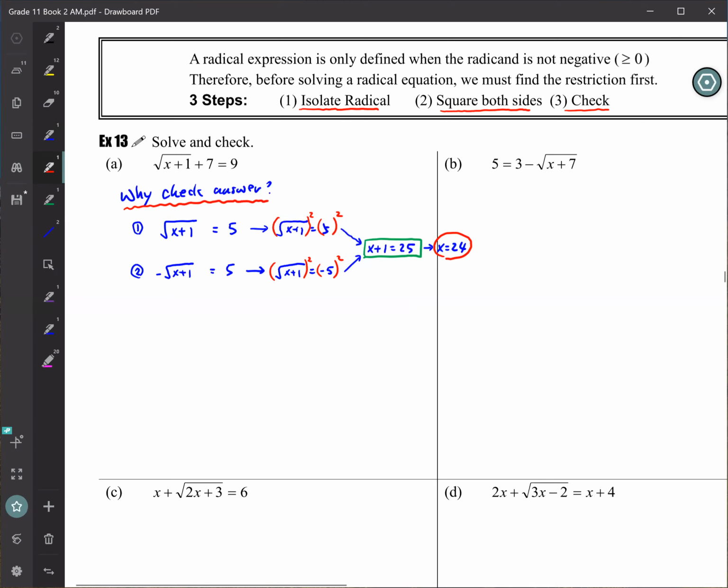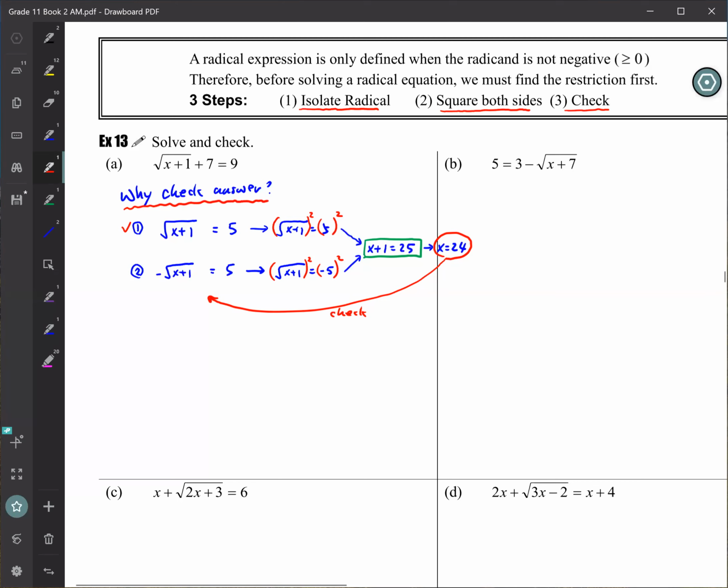Any questions so far? Okay, so we have found the answer. However, if I try to check, I want to check now. You sub it into the first one, put it into the question, the one that has the radical. So 24 plus 1 is 25, and the square root will be 5. So the first one checks.